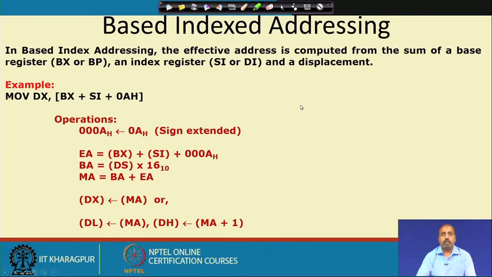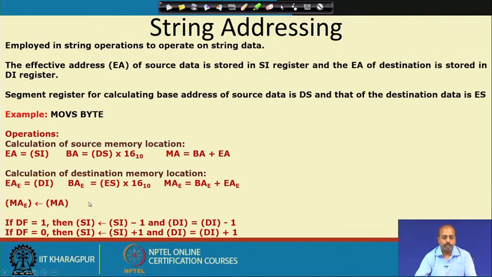Then we have based indexed addressing, where the base register and the index register are both used, like MOV DX, [BX plus SI plus 0A hex]. First of all, this 0A hex is sign extended, so it becomes 000A, and the effective address is BX plus SI plus 000A. The base address is DS into 16, and the actual memory address is BA plus EA. Then the content of this memory address is transferred to the DX register. So, that is based indexed addressing.